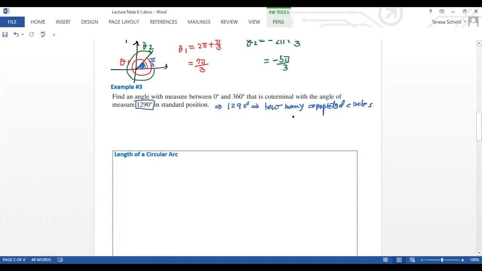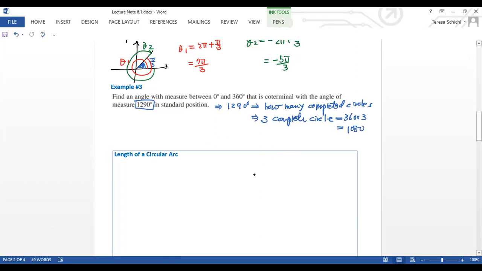So how many completed circles can I have? I know 360 is one completed circle. So here I can have a total of 3 completed circles. 3 completed circles give me 360 times 3. So what is this one here? 1080, right? I cannot have 4 because if you times 4, what are you going to have here?